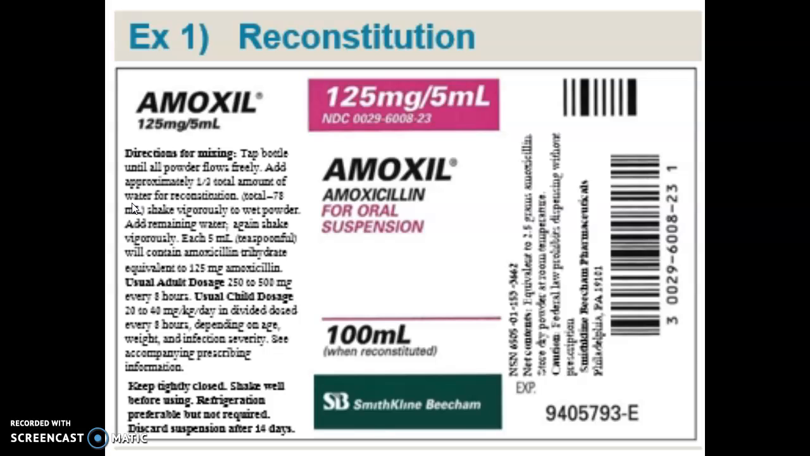So that can be water out of the tap. It doesn't have to be sterile water. This is an oral suspension. They're just going to drink it. So water out of the tap is fine.